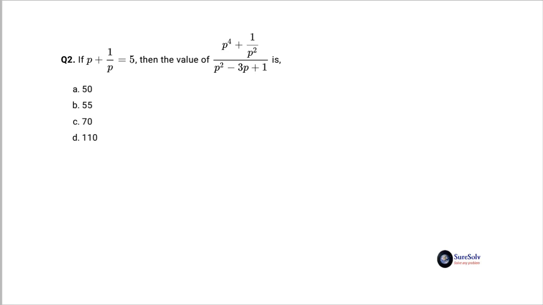To start with, following algebraic expression simplification strategy, you decide to simplify the target expression and express it in terms of p plus 1 by p as much as possible before substitution of the given value. This is a logical step because if you do that, you can directly substitute the value 5 for p plus 1 by p.